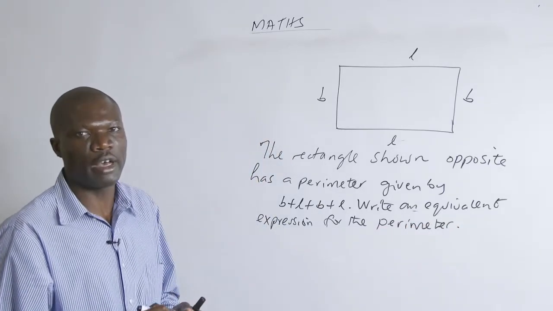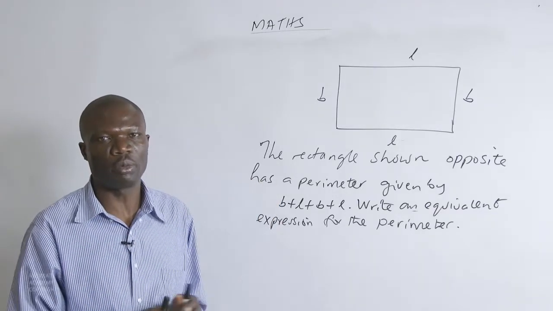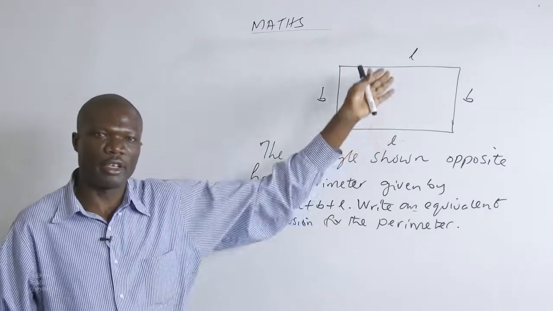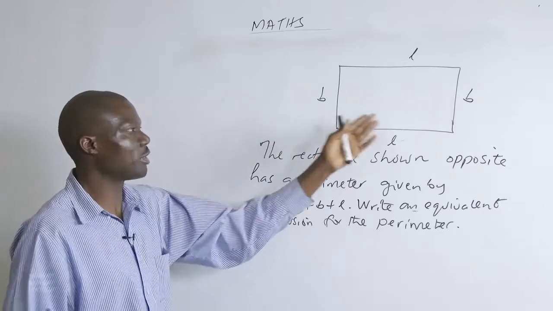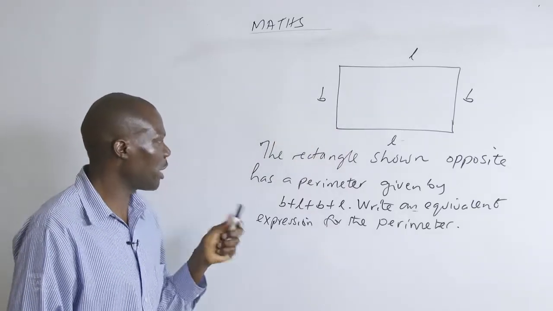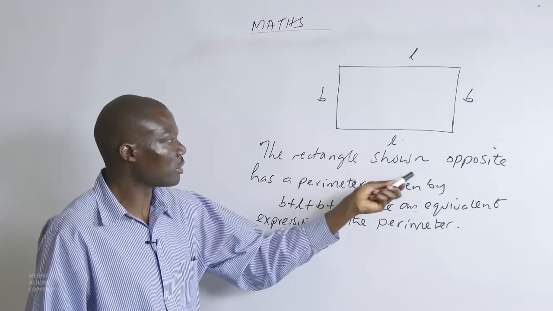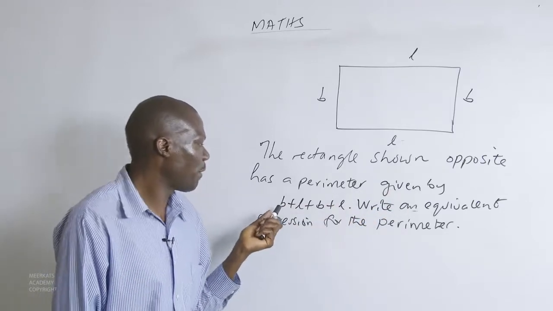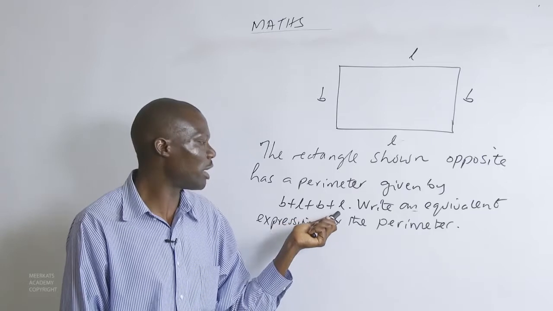We have a rectangle. You all know what a rectangle is. It has got two opposite sides equal. So we have the length, which is opposite each other, and we have the breadth, which is also opposite each other. So we are saying this. The rectangle shown opposite has a perimeter given by b plus l plus b plus l.